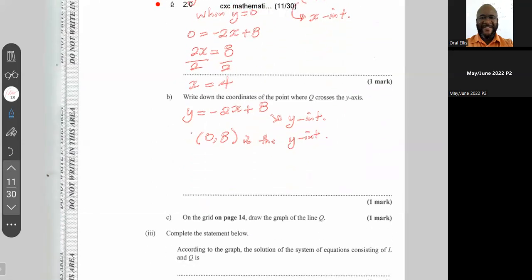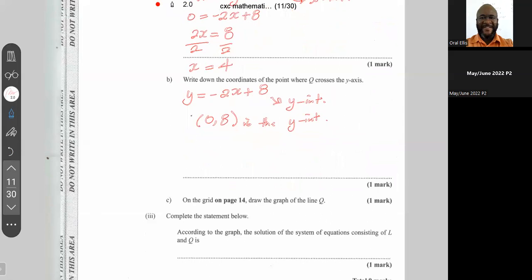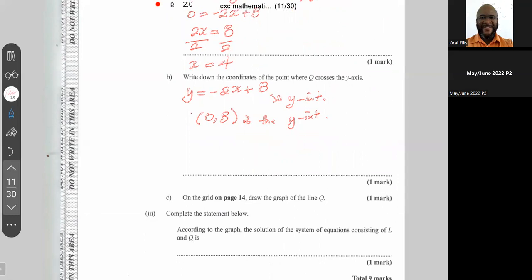C says on the grid on page 14, we're to draw the graph of the line Q. All right, so we're going to draw the graph of a straight line. Now, only 2 points are needed to draw the graph of a straight line. Y is equal to minus 2x plus 8. I already know 1 point. I know that the y-intercept is 0, 8. So I need 1 more point. I'm going to simply choose a value of x.